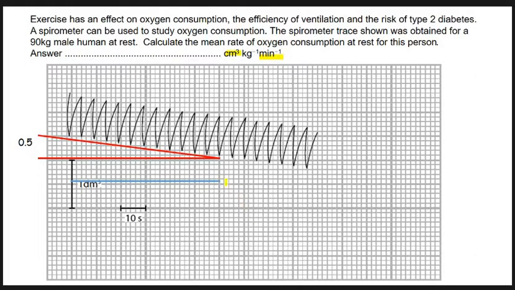Okay, because we've done all that for the minute, and we've done the volume there. So we've done those two bits. And then it's per kilo. So all you have to do is 500 divided by 90. And that will give you centimetres cubed per kilogram per minute. And the answer to that is 5.5. So the answer to this one here is 5.5. Okay, that's how you work it out.